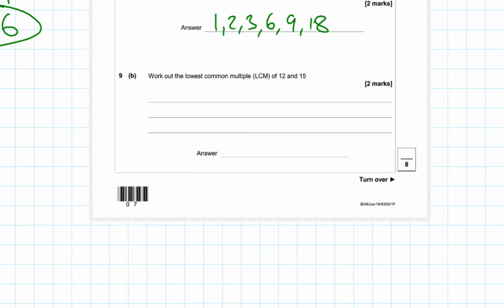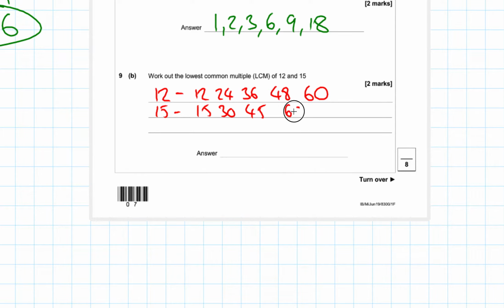Lowest common multiple. There's lots of different ways to do this one. You can go through the different times tables. So the 12 times table is 12, 24, 36, 48 and 60, and then 15 is 15, 30, 45 and 60. So we can find that both of these have 60. That's the first time that they meet each other, the lowest number where both 12 and 15 will divide and get a result.